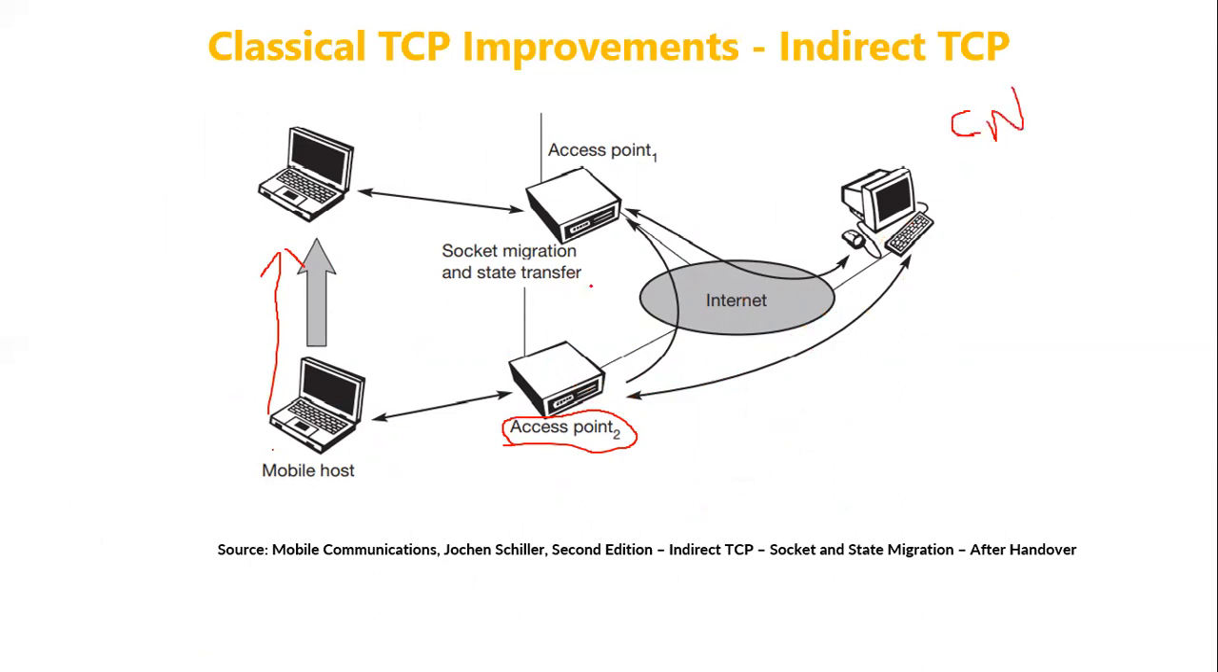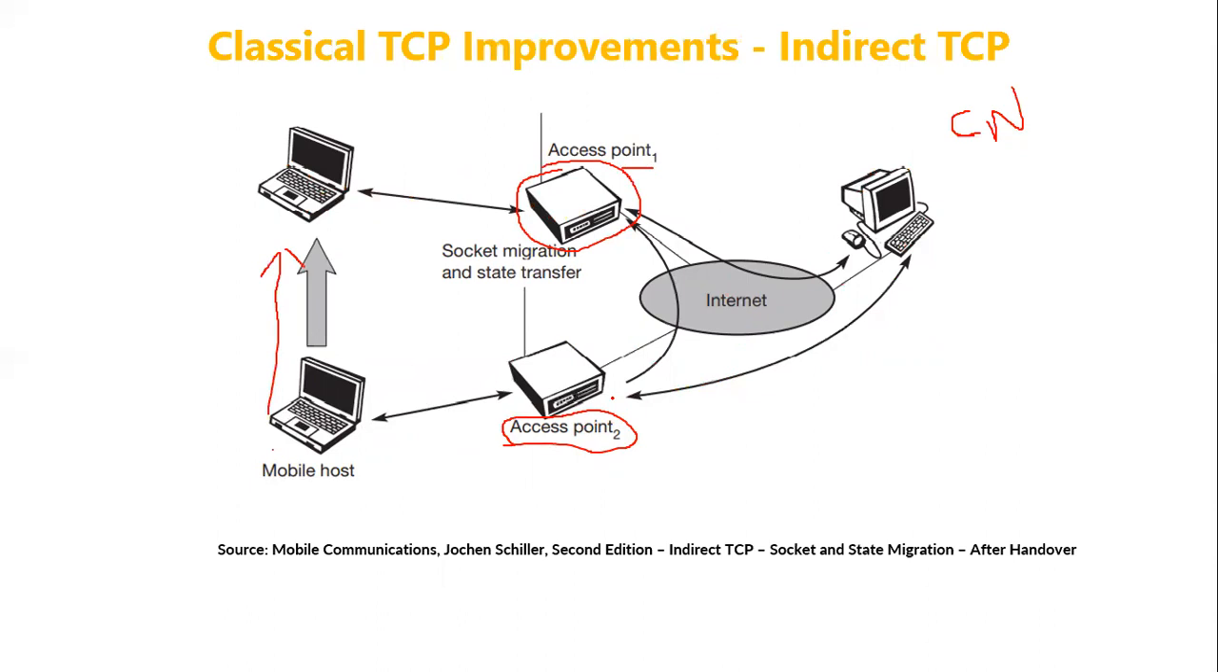But now the things will change. The wired communication should be between access point 1 and CN, and the wireless communication should be between access point 1 and the mobile node. But like how we discussed in mobile IP, sometimes the correspondent node may not be knowing about this change. So the correspondent node may keep sending the packet to this access point itself.